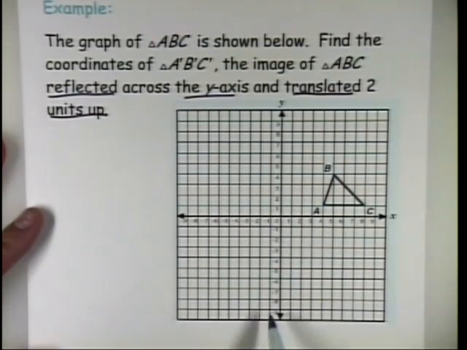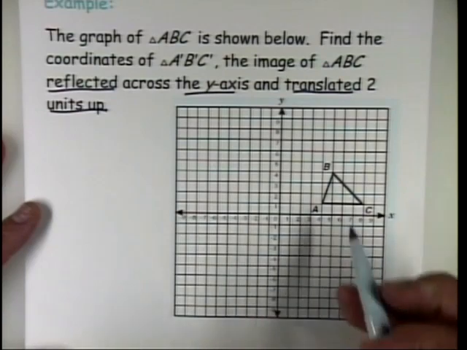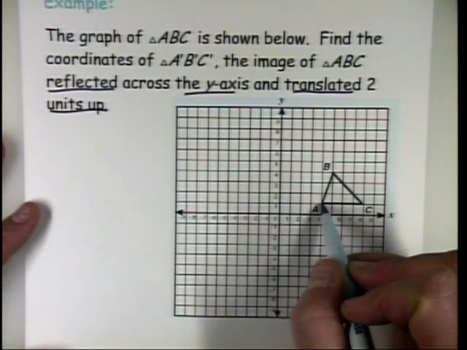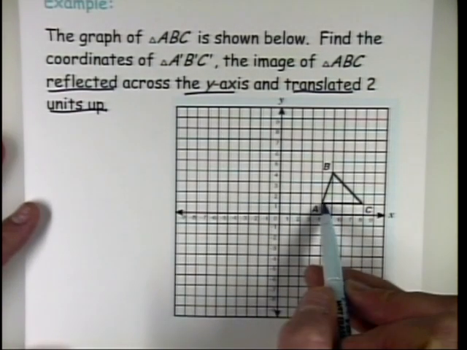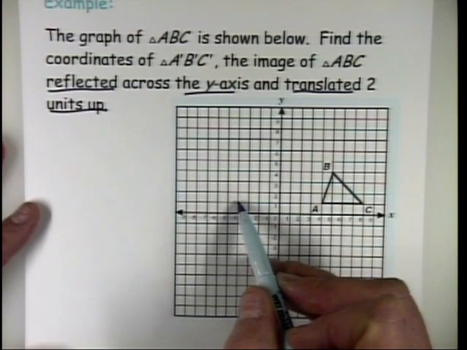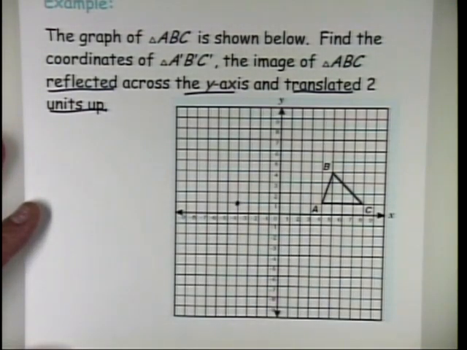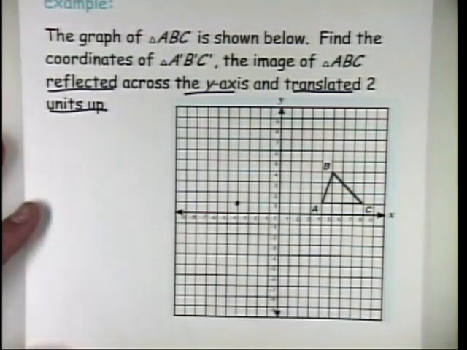Here's the y-axis. Remember, it's the vertical axis. I need to take this point A and reflect it across. Well, this point A is at the point 4, 1. So when I reflect it across the y-axis, it's going to be the same distance away from the y-axis, 4 units, but on the other side. So that should be at the point -4, 1. So that's my new A point, but that's just with the reflection.